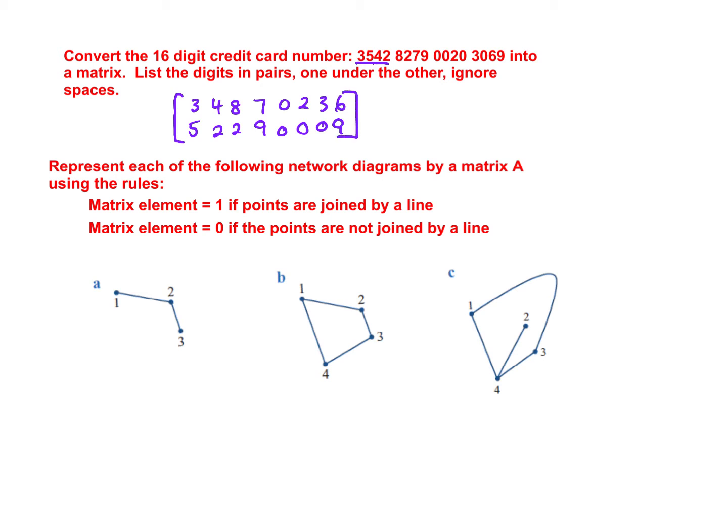What's the order of this matrix? 2 by 8. Now, if there were 16 numbers, that means there are 16 elements, isn't there? And 2 by 8 is 16.